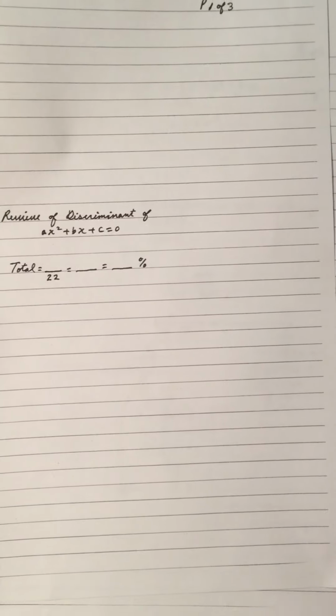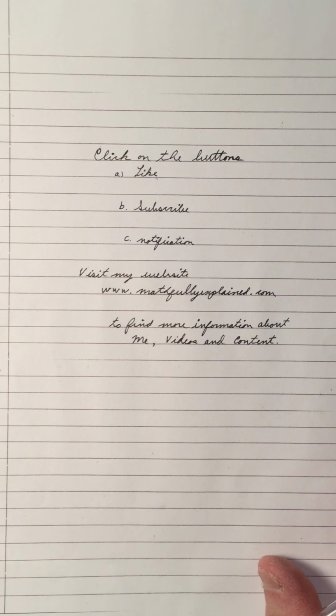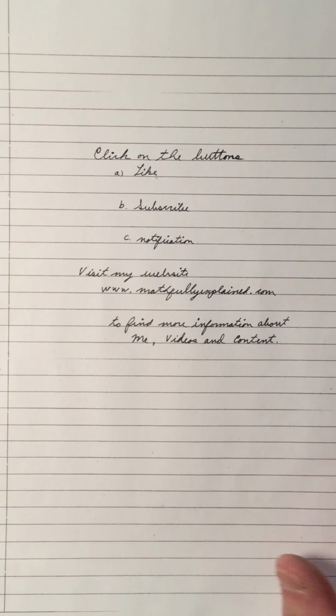And hopefully you understand what the value of the discriminant is. More work will be done on that later in the context of graphing and how it all works out.